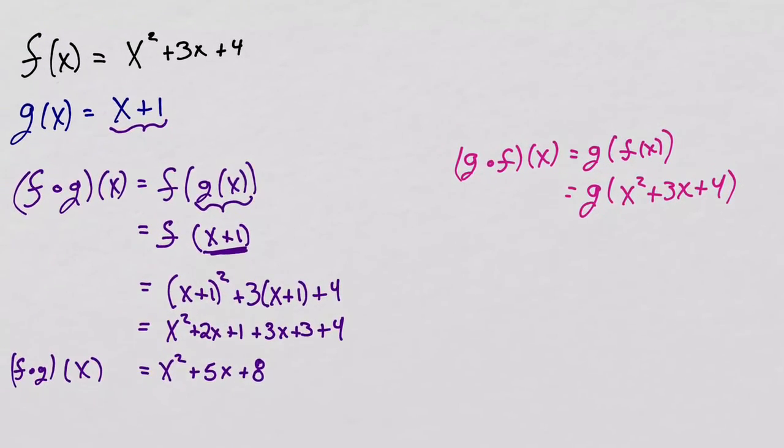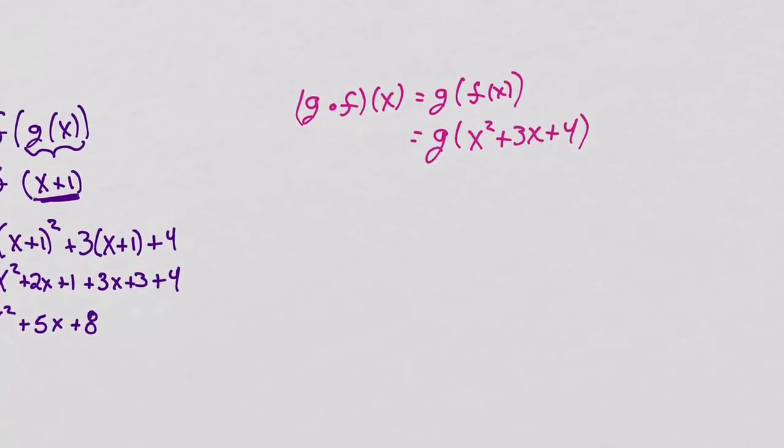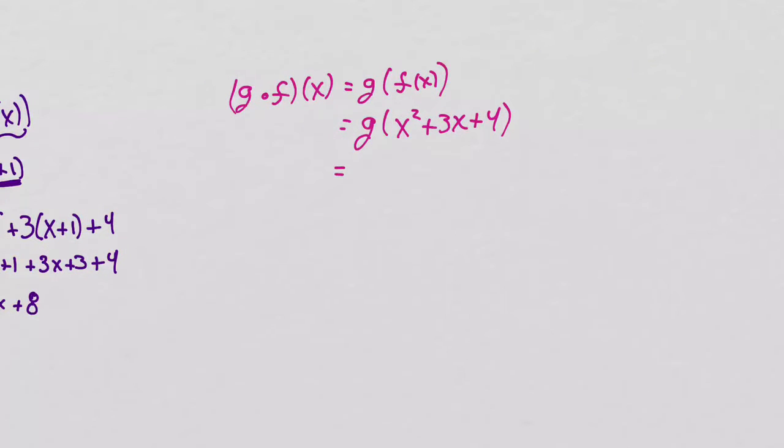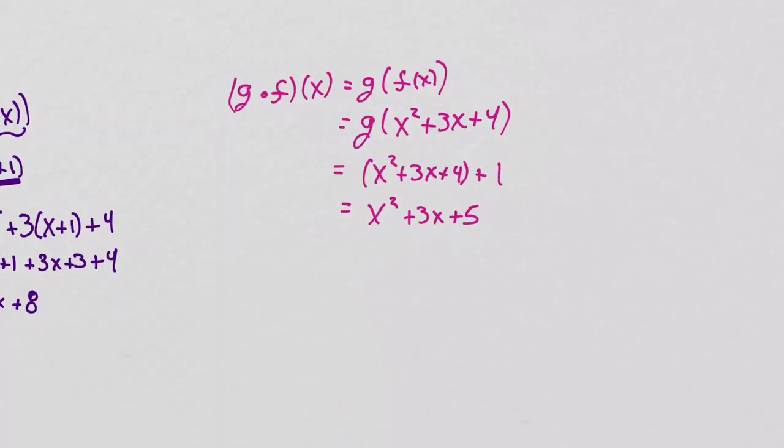And everywhere there is an x in my g of x, I'm going to replace it with x squared plus 3x plus 4. When I do that, I get x squared plus 3x plus 4 plus 1, because originally it was just x plus 1 was my g of x. From here, I'm going to gather my like terms. The parentheses you don't really need. We end up with x squared plus 3x plus 5.